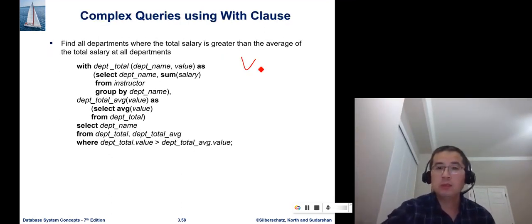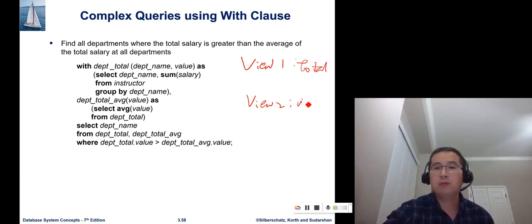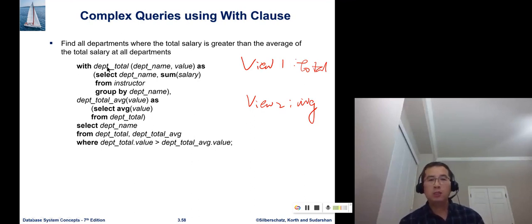View 1 here. This is view 2. So this one is for the total, and this one is for the average. So this one is the total. We define this name as the department name and the value, which means which department, what's the total. You can also use the total here with the value, that means referring to this table's attribute.